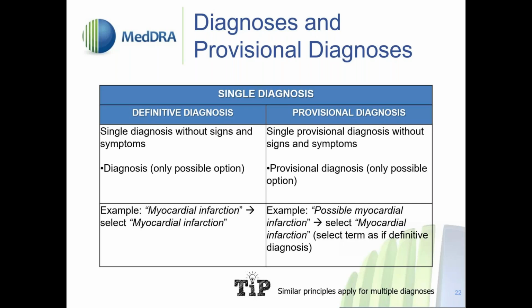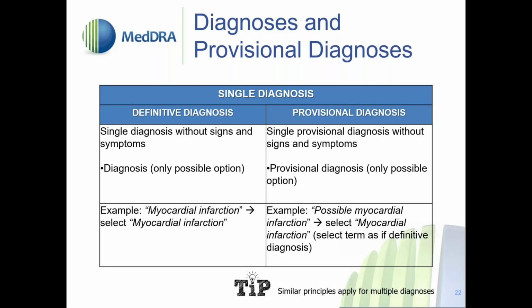You code the diagnosis. A provisional diagnosis is when you have words in your verbatim that convey a diagnosis has not been confirmed. So think of words like suspicion of, probable, presumed, likely, rule out, questionable, differential, these kinds of words. In this case, the only option again is to code the provisional diagnosis as though it was confirmed because you have nothing else in your report. And again, whether it's a single or multiple provisional diagnosis, you code the provisional diagnosis.